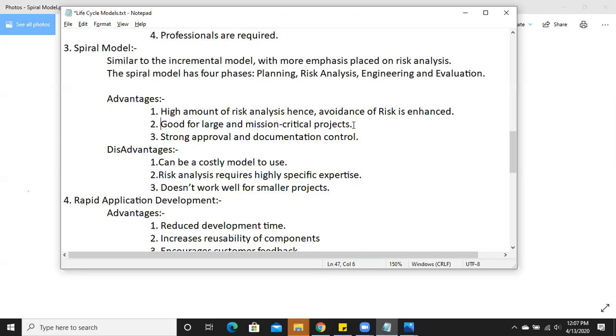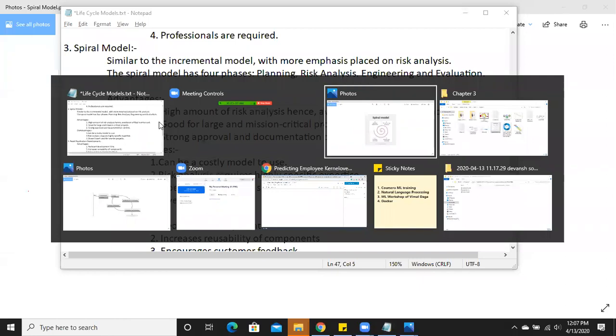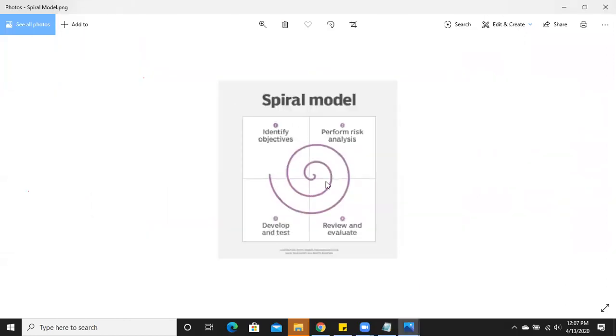Good for large and mission critical projects. It is very good for huge or complex projects, because there is not any critical chance that our project will make any mistakes. So if I take the example of the current situation, we know that COVID-19 is the biggest pandemic currently. So if I am developing a project which will take the sample of a person and will tell whether this person is suffering from COVID or not.